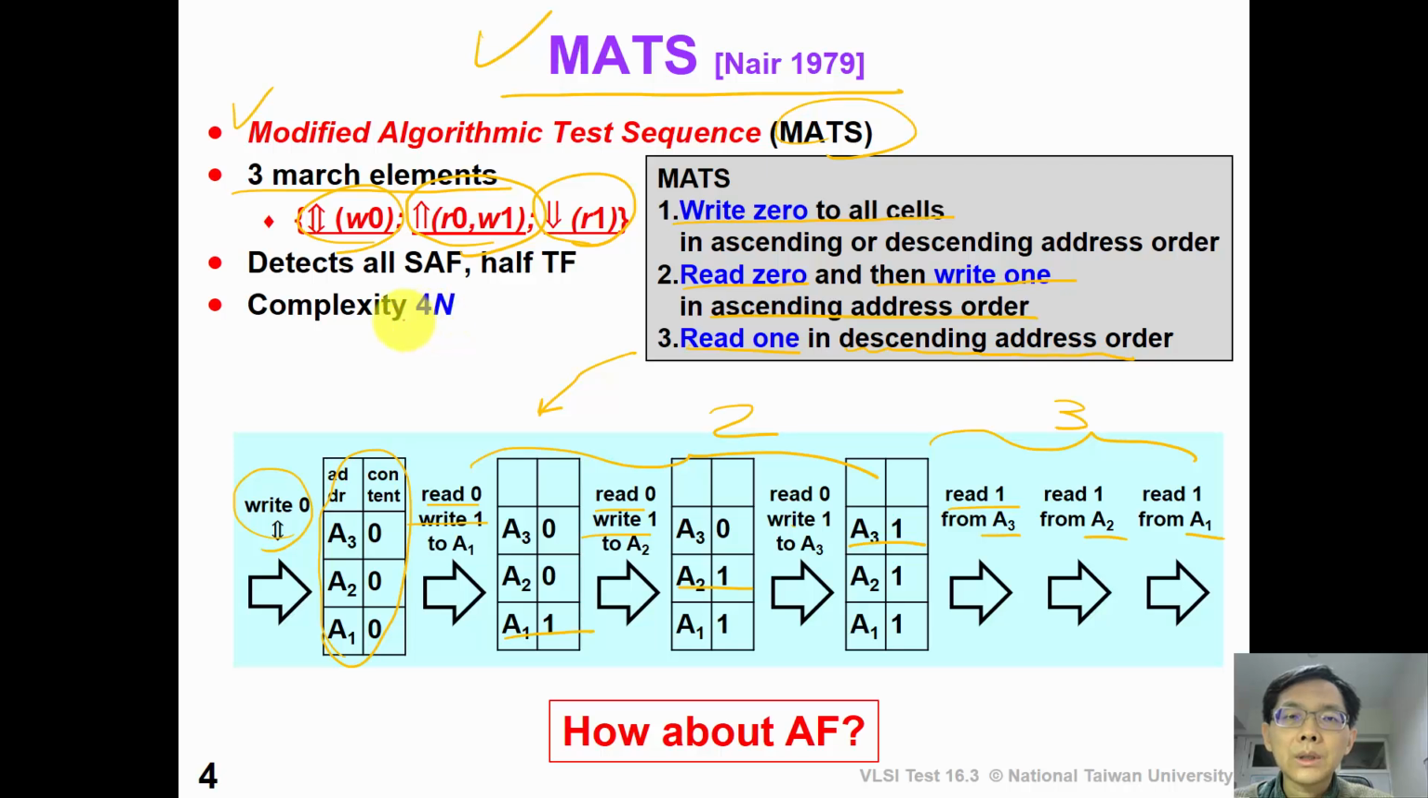The MATS algorithm detects all the stuck-at faults. It's obvious because we read 0 and we also read 1 from all the cells. However, it only detects half of the transition faults because we have only 0 to 1 transition, but we don't have 1 to 0 transition. So that's why we detect only half of the transition faults. The complexity is 4n. So how about address decoder faults?